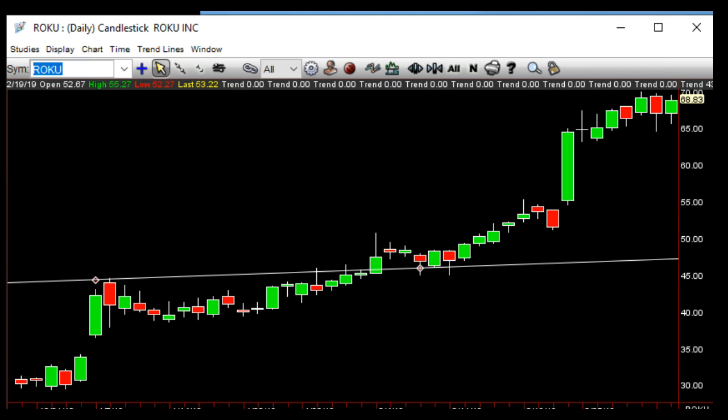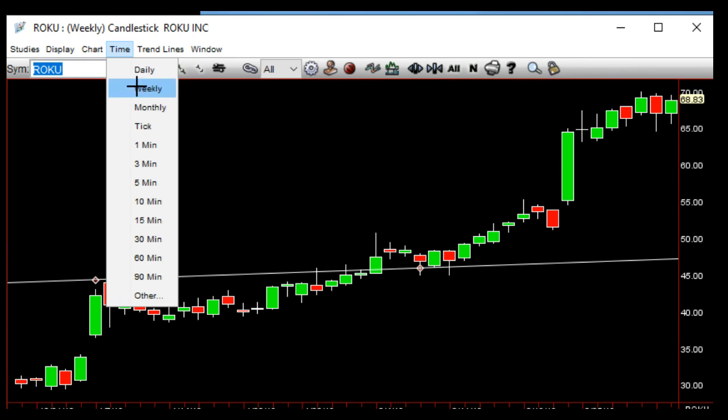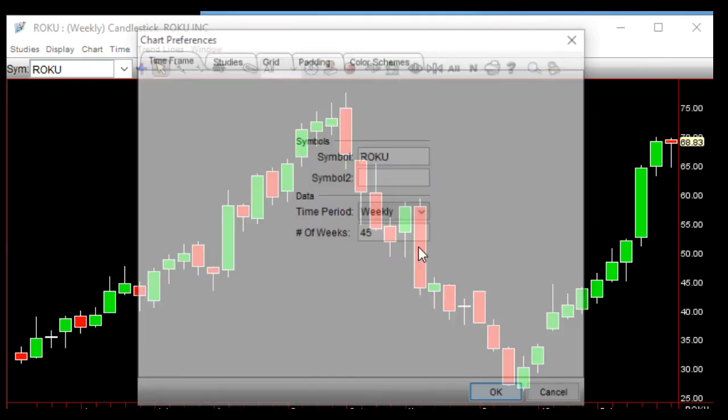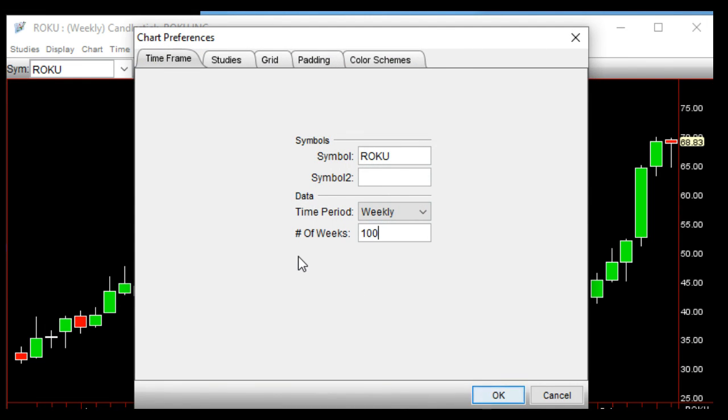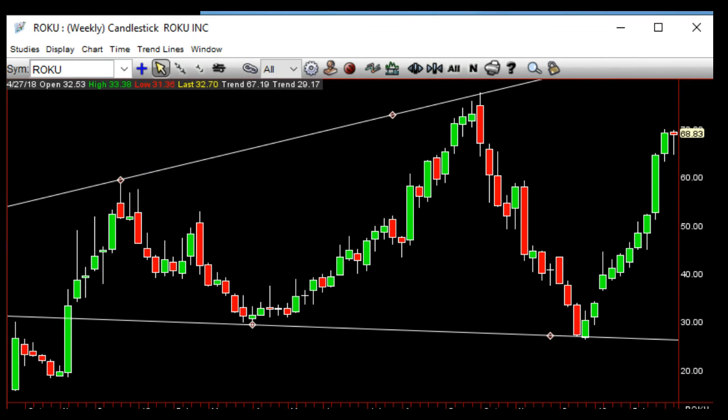Roku. Inside day grinder, but the big old weekly triangle is still working this thing. And above last month's highs, this thing. Do we know about that? We sure did.